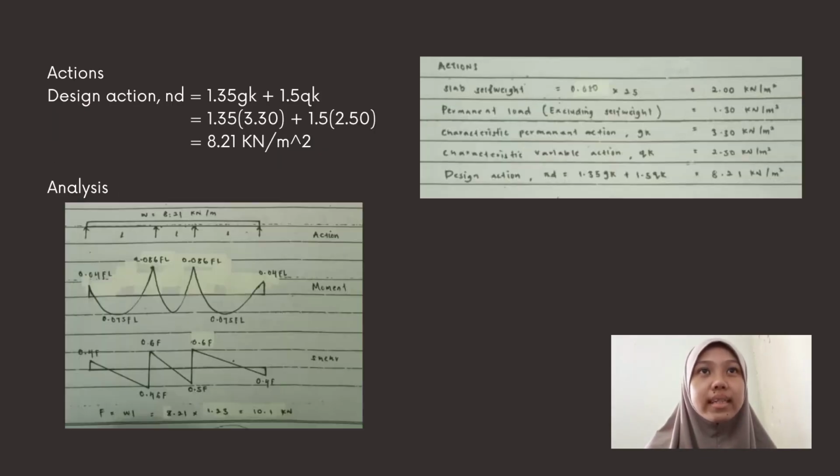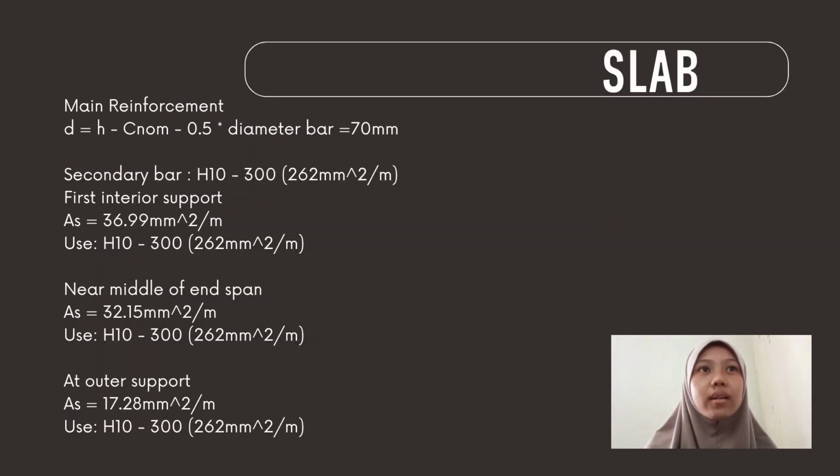Then for design action, I've got 8.21 kN, and this is the analysis. F equals 10.1 kN. For main reinforcement, d equals 70 mm. Then at the first interior support, I've got As is 36.99, near middle of span 32.15, and at outer support 70.28.